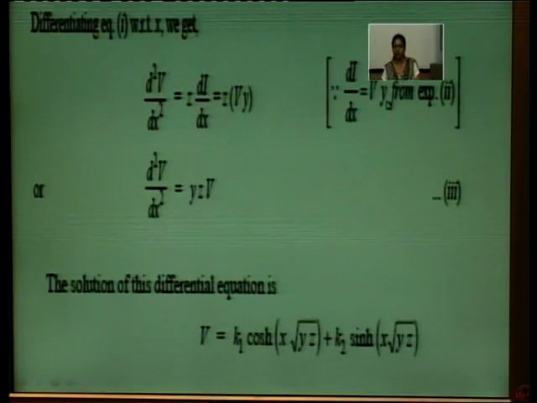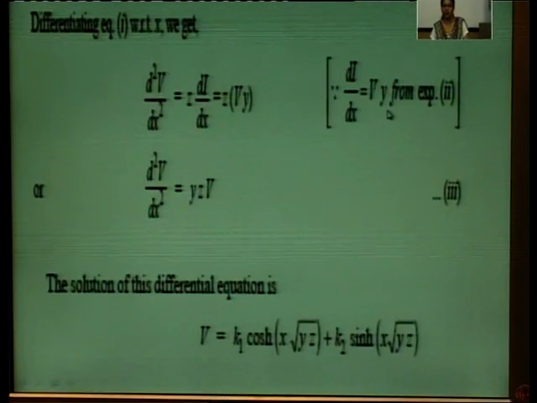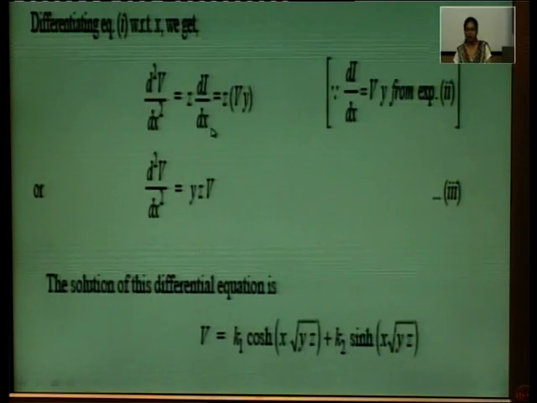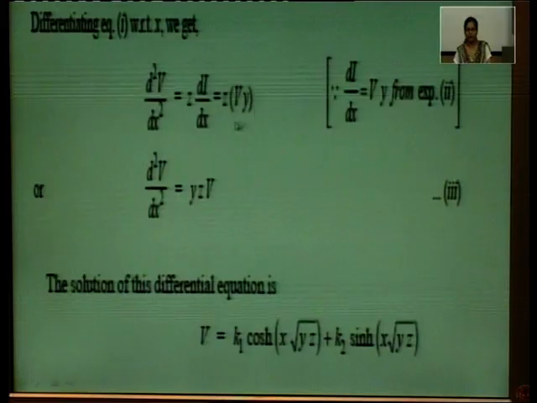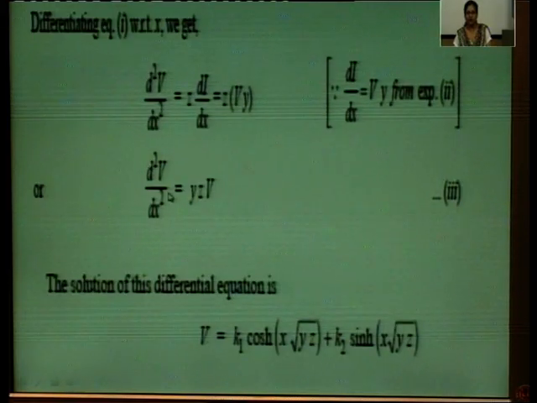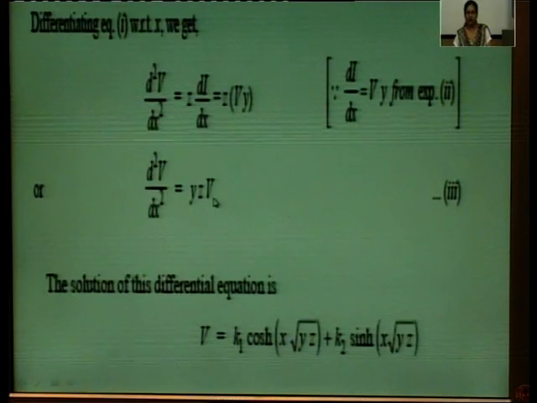Now, when we put z into dI/dx, this equation can be substituted as equation number 2, where dI/dx is equal to Vy. So, substituting this value in the equation we are using, that will be z into Vy. So, d²V/dx² is equal to yz into V.